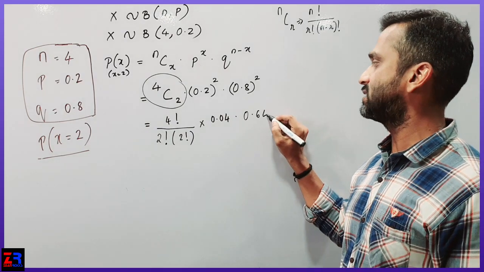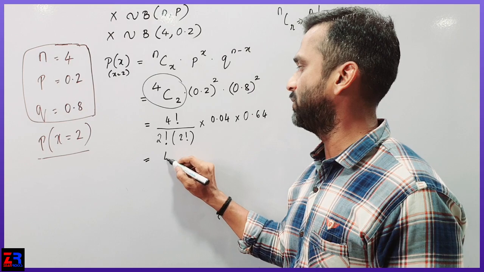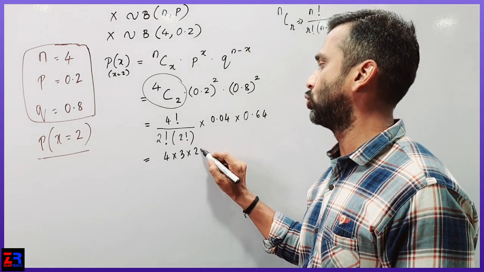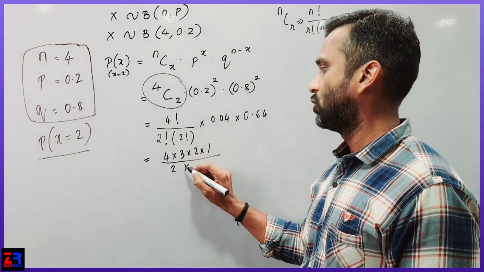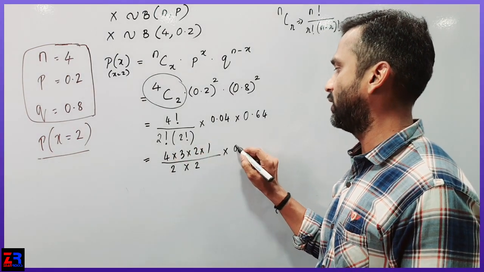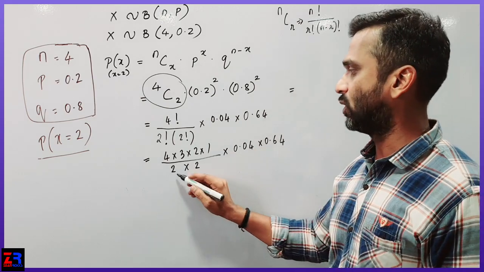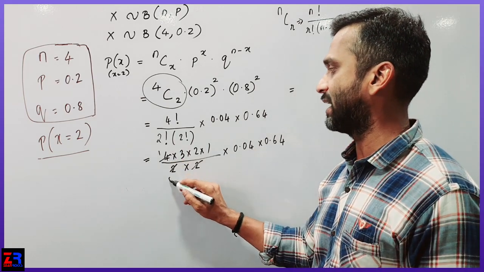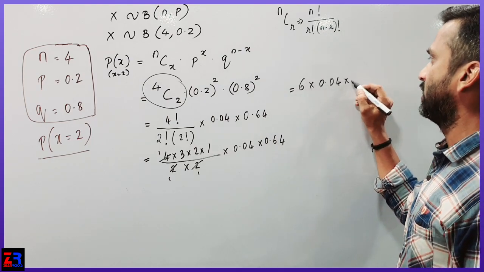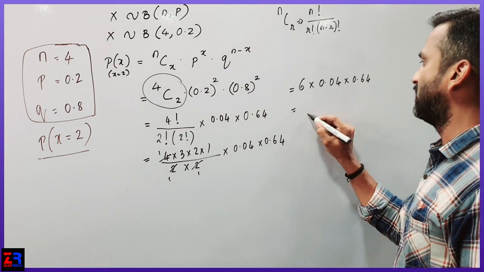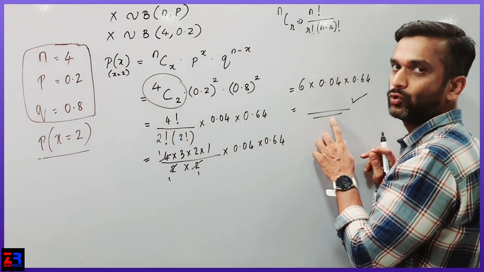Okay, so I will get 4 factorial means 4 into 3 into 2 into 1, upon 2 factorial means 2 ones are 2, into 2 factorial means 2 ones are 2, into 0.04 into 0.64. 2 2s are 4 and 4 gets cancelled. 3 2s are 6, 6 multiplied by 0.04 into 0.64. I will multiply and I will get the answer of probability x equal to 2.